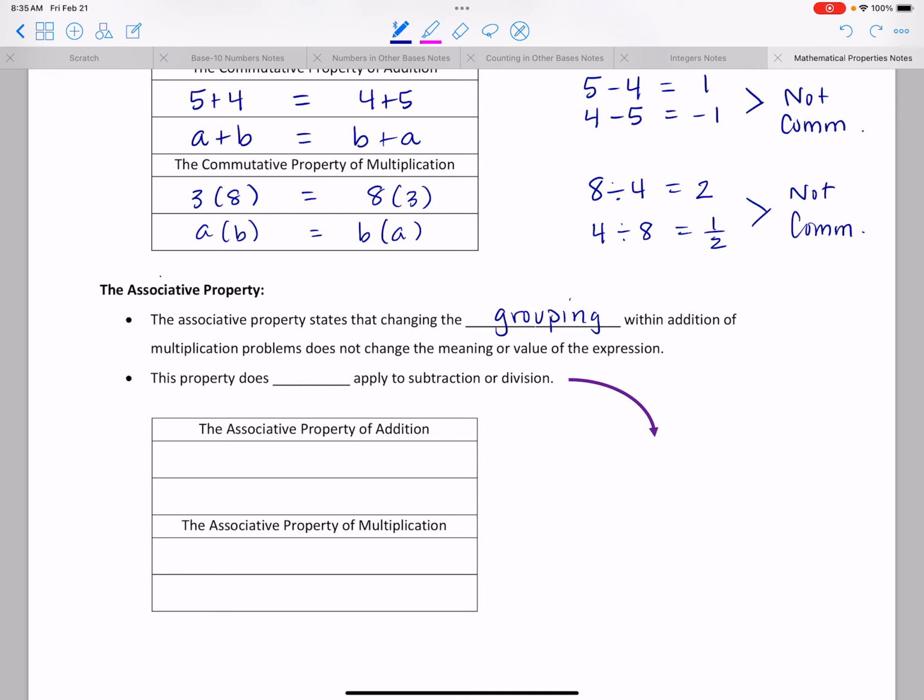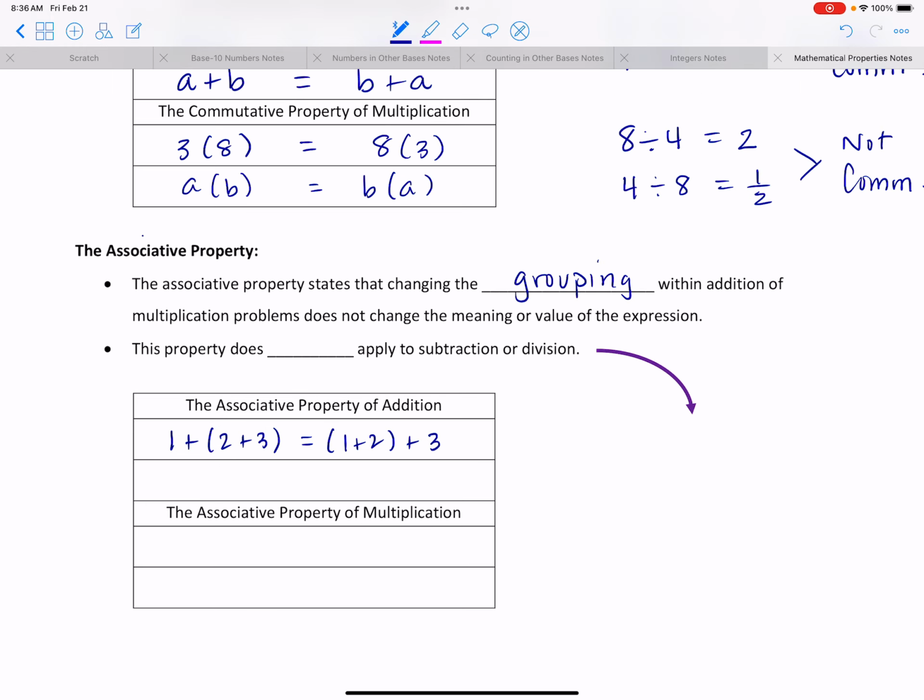So for example, you're going to see some grouping symbols when we apply this property. We might have something like, let me take some actual numbers here, like 1 plus, and then a group of 2 plus 3. So this is applying to addition. I can change the grouping. So instead of grouping the 2 and the 3, maybe I group the 1 and the 2. So 1 plus 2 and then plus 3, where I'm not changing the order. Notice it's 1, 2, and 3, and 1, 2, and 3. I'm just changing the grouping. It really isn't going to affect the answer.